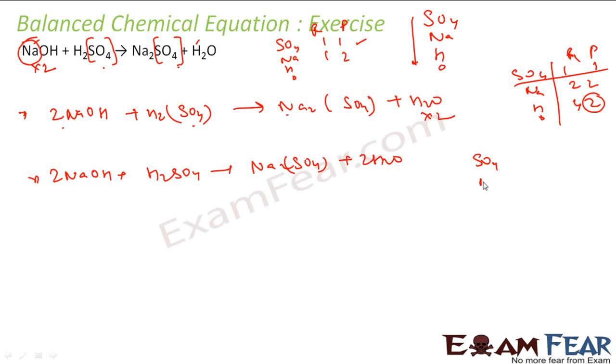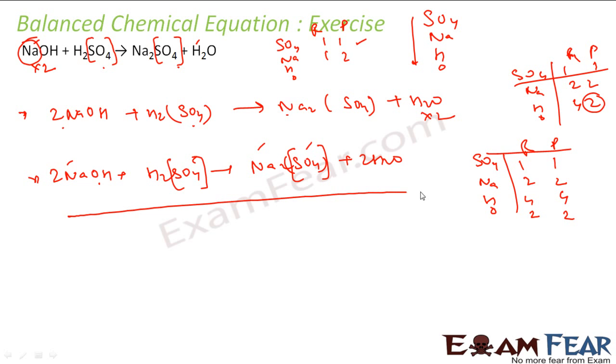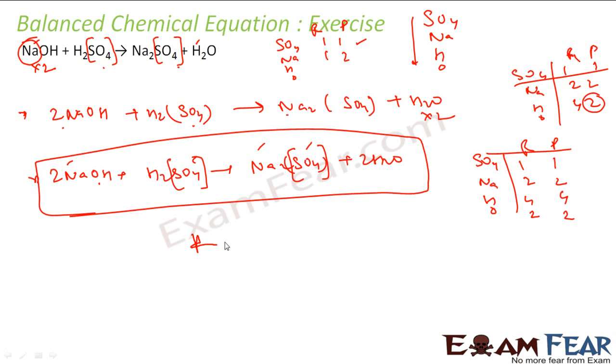Now let's again compare. This is SO4, Na, H and O. We have this reactant, we have product. SO4 is 1, 1. Sodium is 2 here, sodium is 2 here. Hydrogen is 2 into 1, 2 plus 2, 4. Here we have 2 into 2, 4. Oxygen. So we have 2 oxygen here. This we won't consider because we already considered it as part of SO4. This also we won't consider. So we have only 2 oxygen atoms here. And here also we have 2 oxygen atoms, right? This is my balanced chemical equation. Everything is balanced.